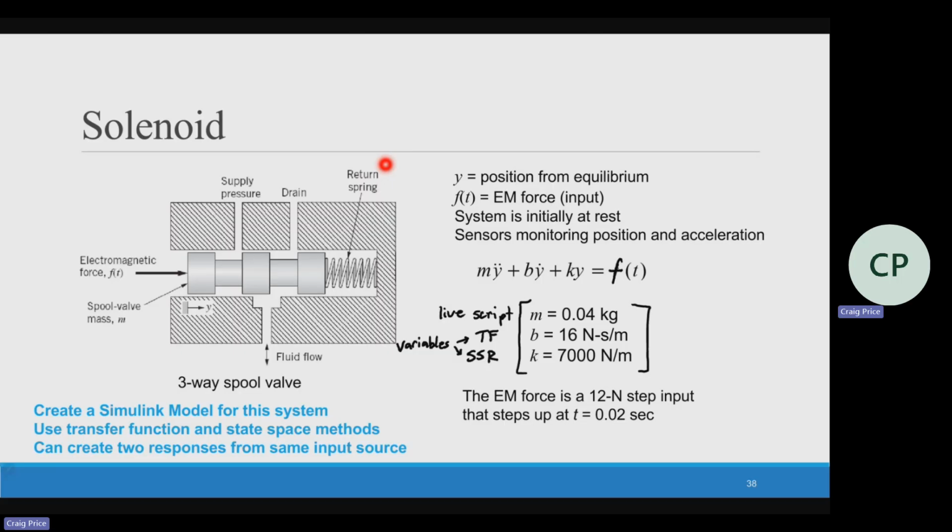Transfer function is going to be pretty easy. SSR is where you're going to have to write some stuff. You're going to have to write, you know, set up our A, B, C, and D. That's going to take some.